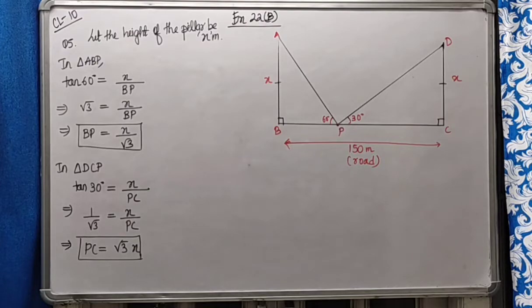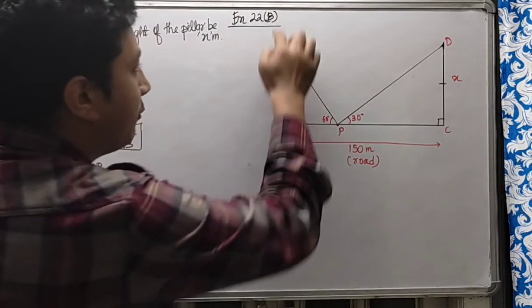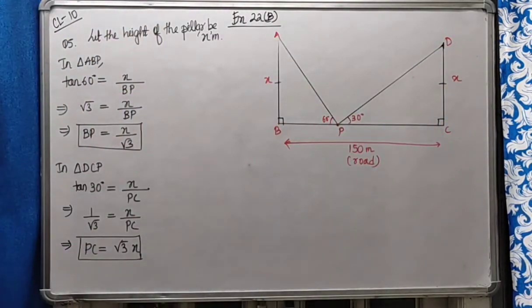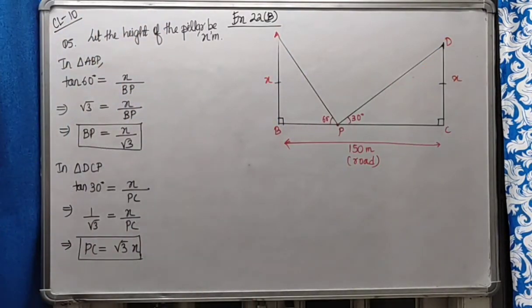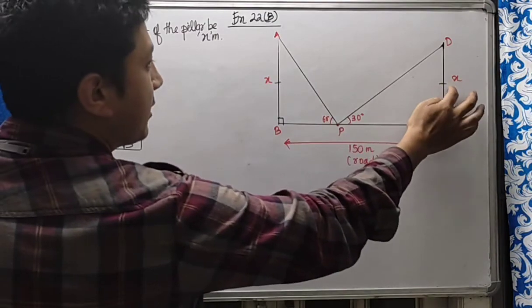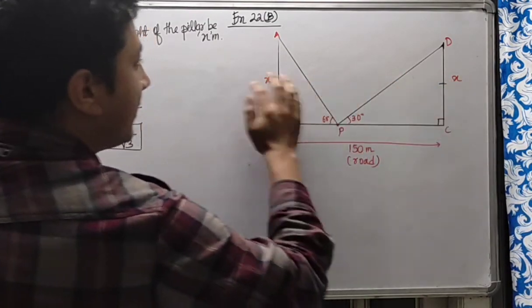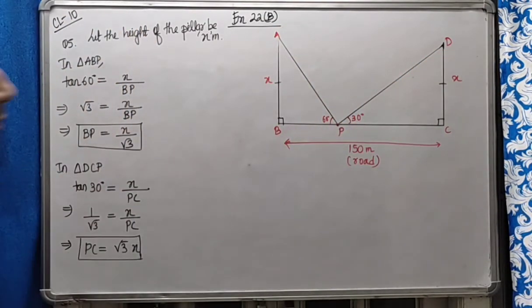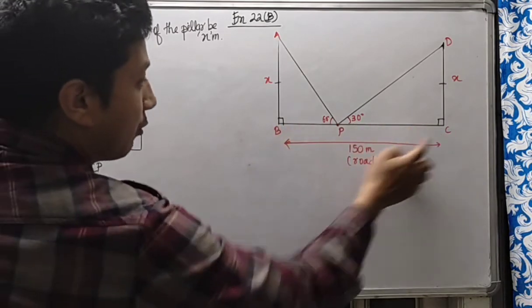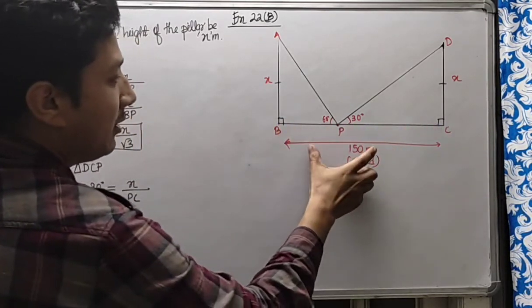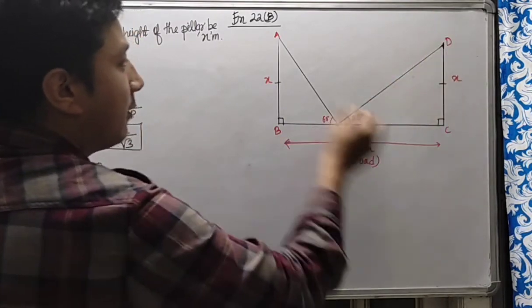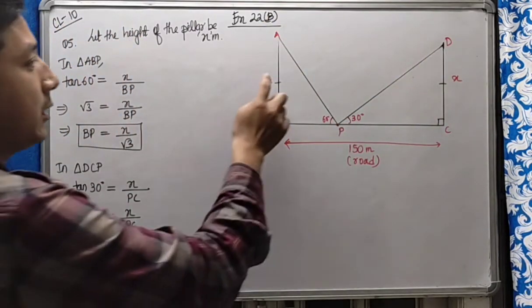Okay, so what we have is two pillars of equal heights. AB is the first pillar and CD is the second pillar. Both of them are equal, so that's why I put X and X dash. AB and CD are pillars which stand on the sides of the road. This BC is the road whose length is 150 meter. This is the road, and on the sides of the road we have two pillars of equal heights.